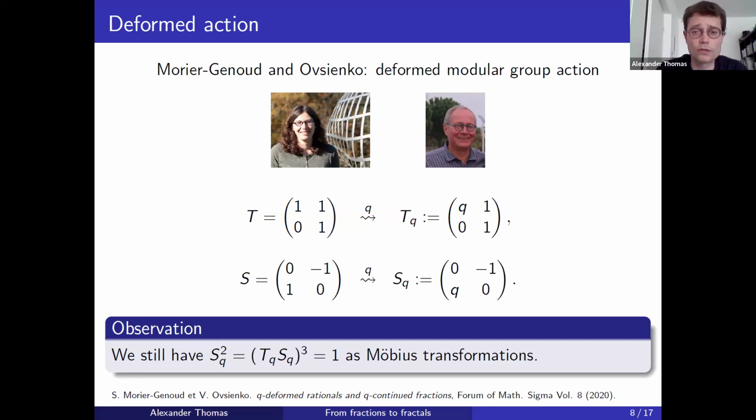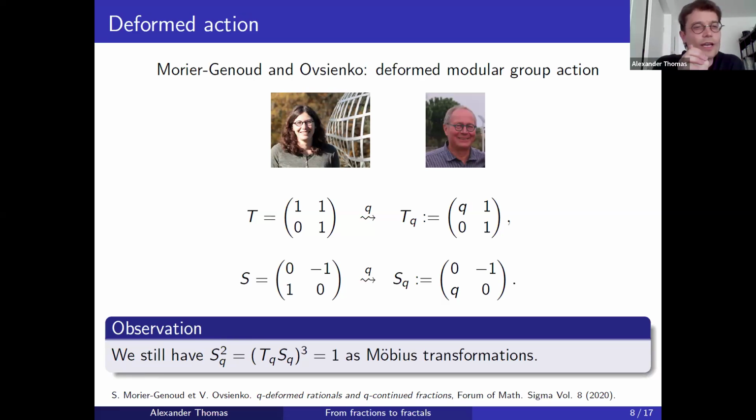SQ squared is 1, and the product TQ to the power of 3 is 1 as well. So this means that the group generated by TQ and SQ is really nothing else than the modular group. The group itself stays the same. But what changes is its action, how it acts on the hyperbolic plane.